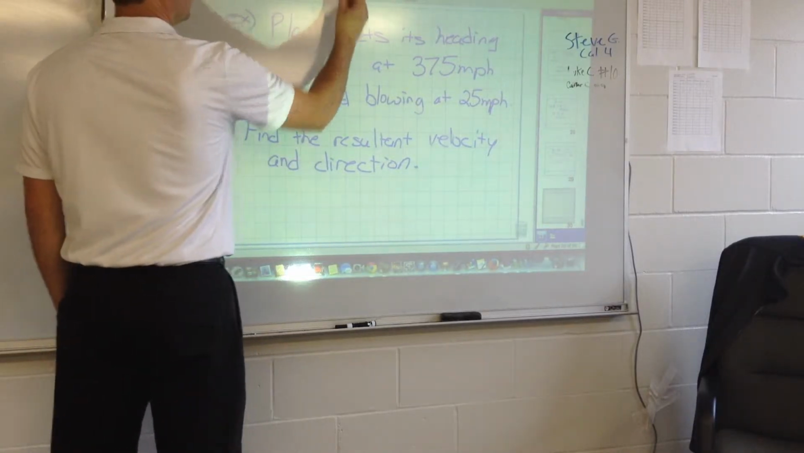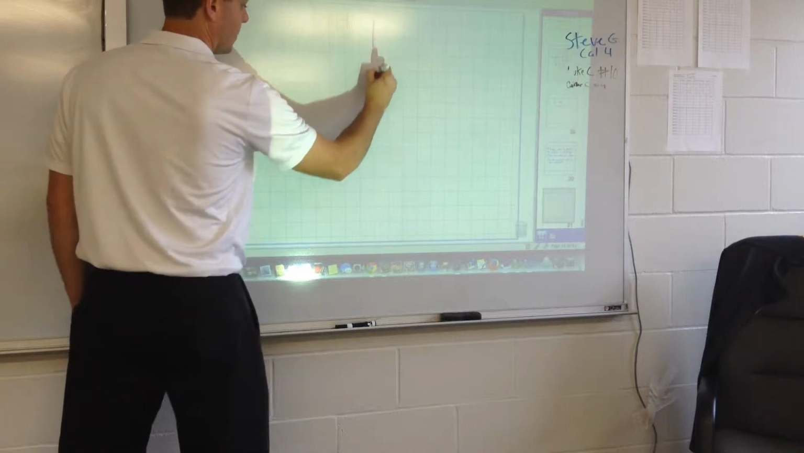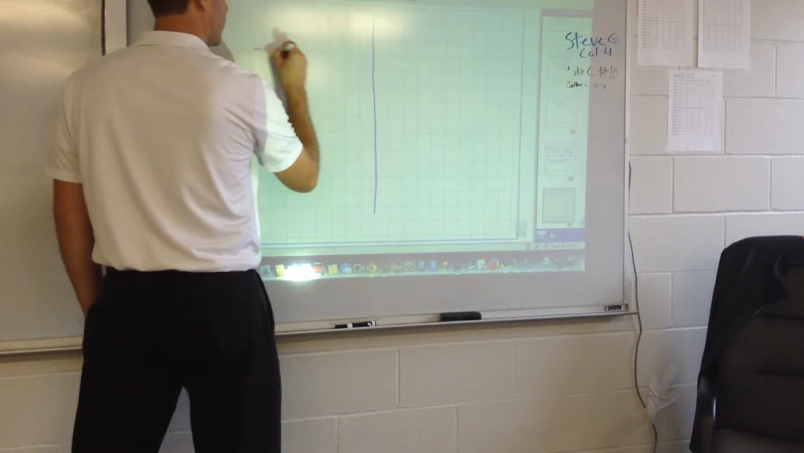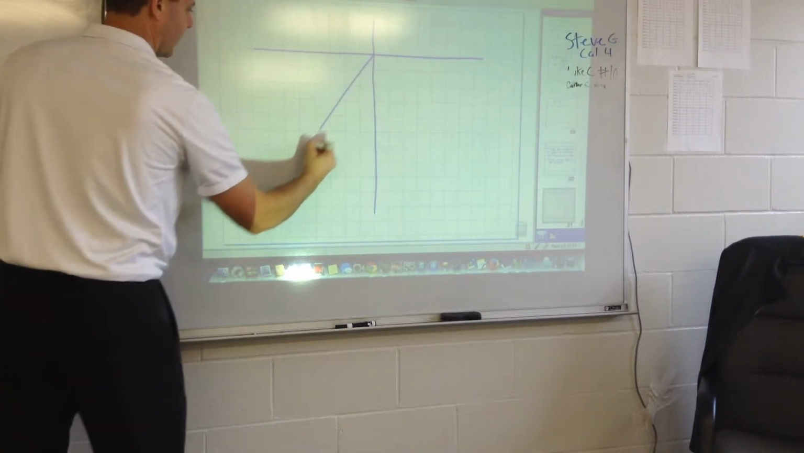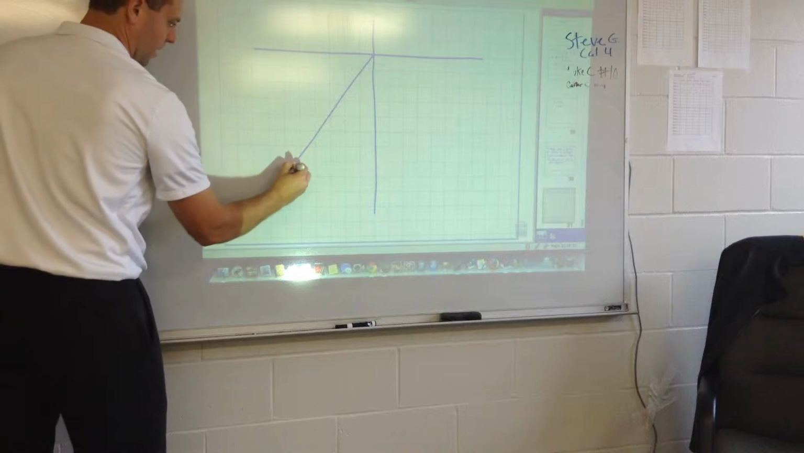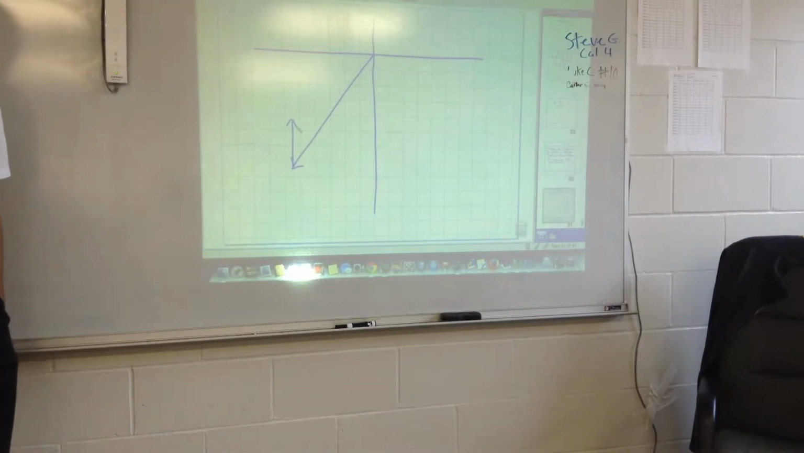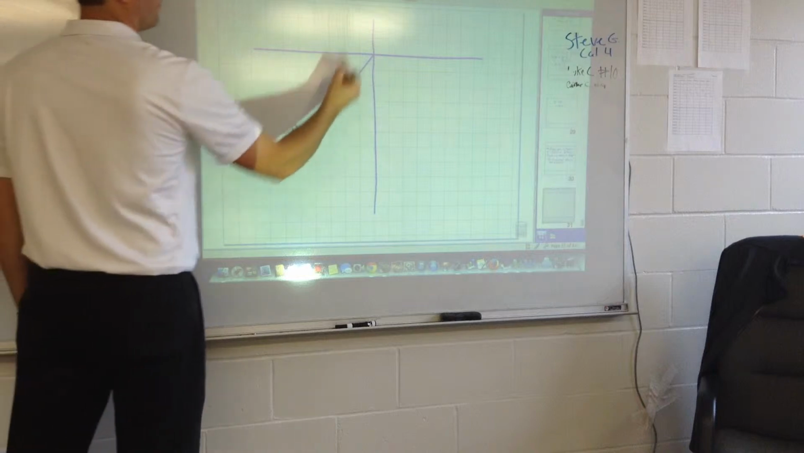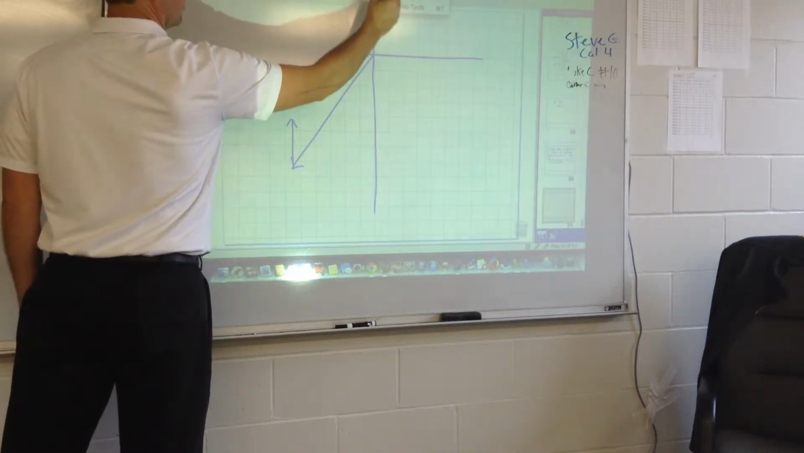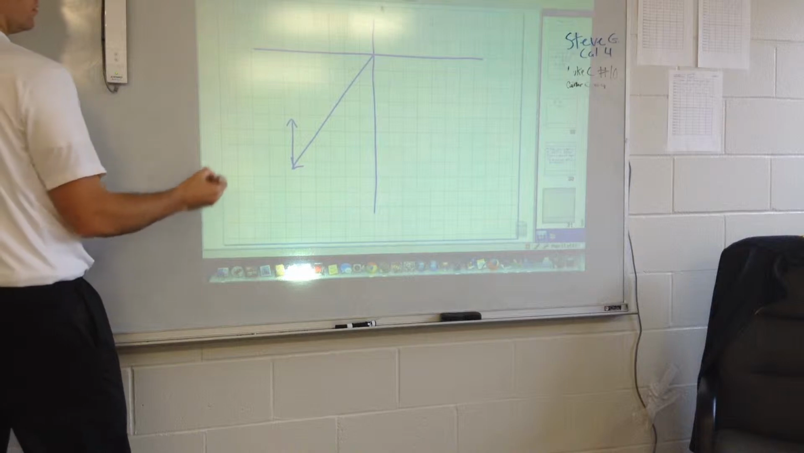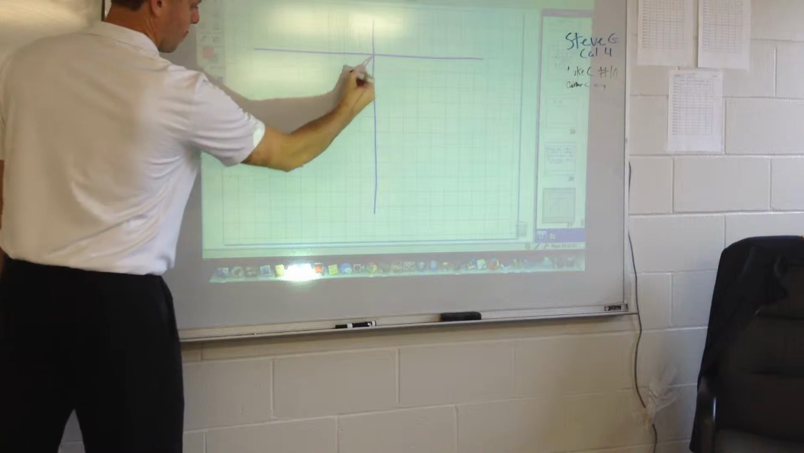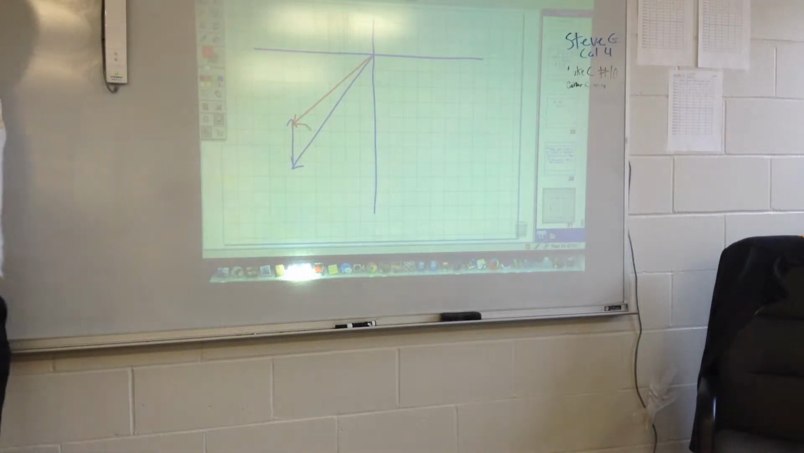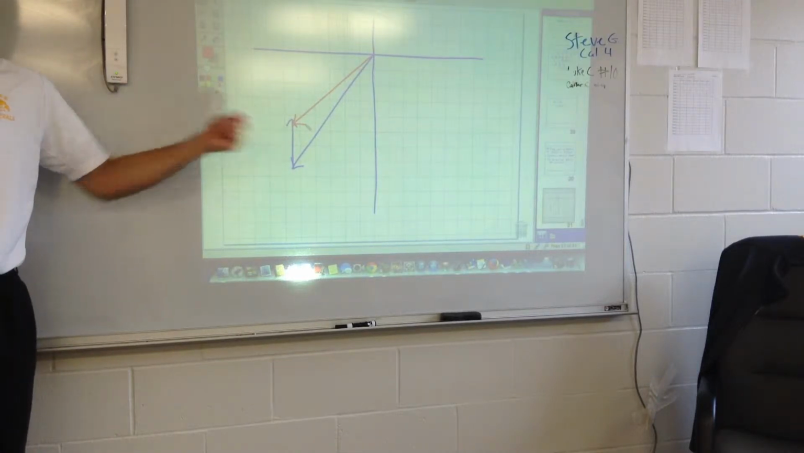Okay. So Caleb's basically saying draw this vector, and then from there draw the other vector, and then find the result. Which would be the red one there, right? Okay? So, that's definitely one way to do it.